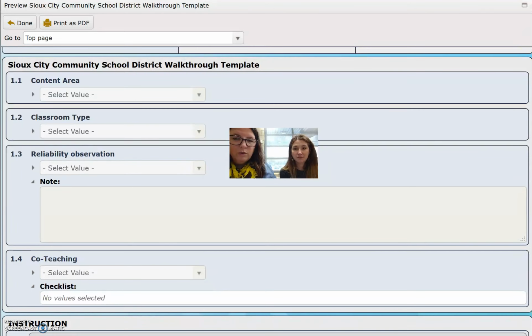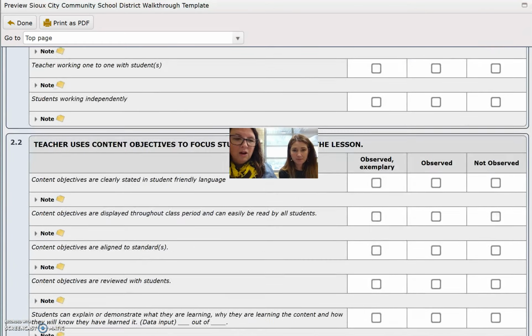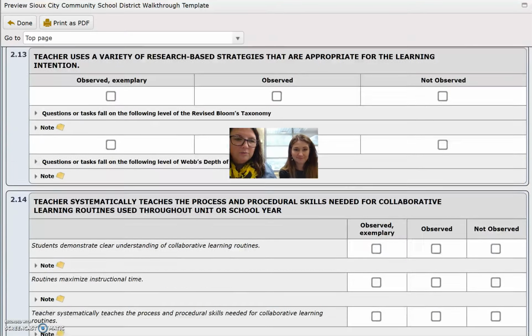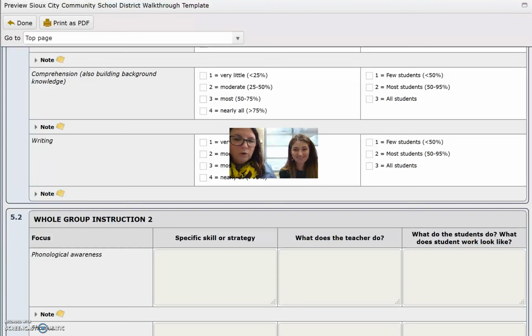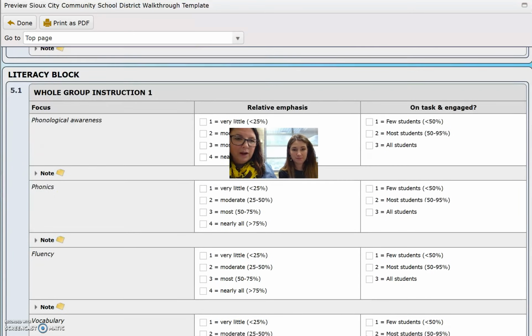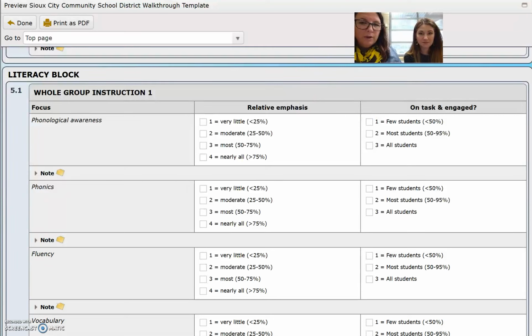Okay, and I'm going to scroll down a little bit because all of these sections are not pertaining to the literacy block. I'm sorry for my scrolling. Oops, I went a little too far. Okay, and we're at the literacy block. Okay. Oh, there we are. Okay, so our literacy block, and remember this tool is not in final draft form.